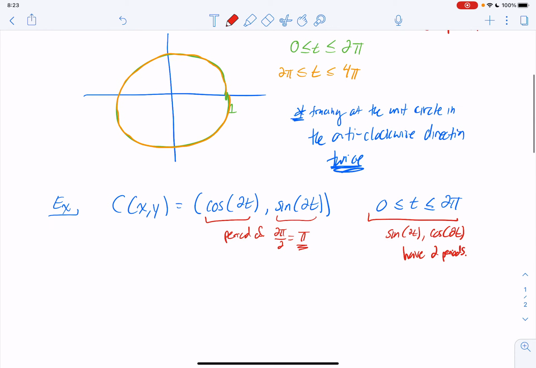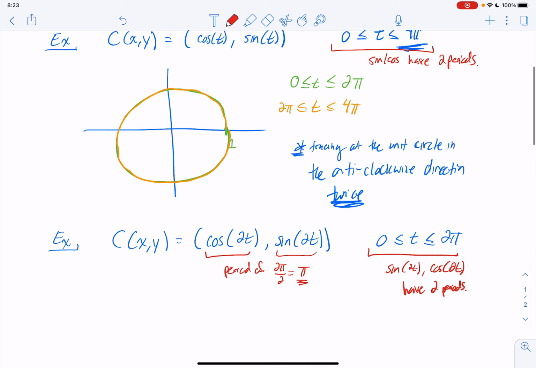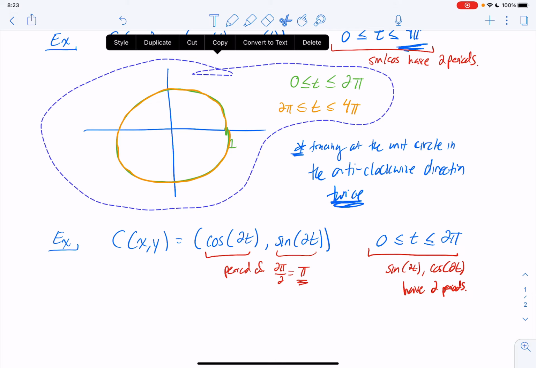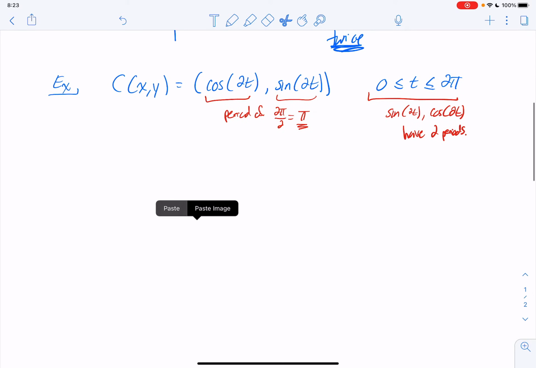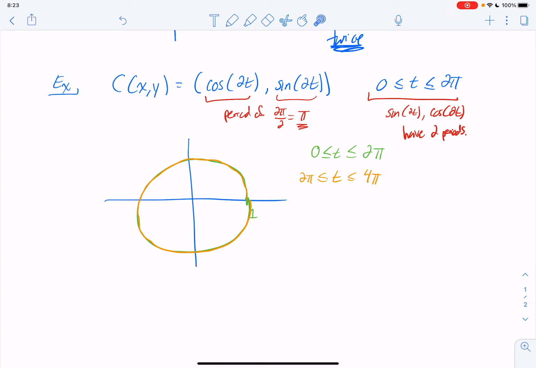So what that means is that the picture is going to look much the same, but with some slight difference. If I'm going to copy this, it's going to be the exact same picture that I'm looking at. However, the parameters are different. So the picture is identical, but we get the first circle, the green circle, from 0 to pi, and we get the orange circle from pi to 2 pi.